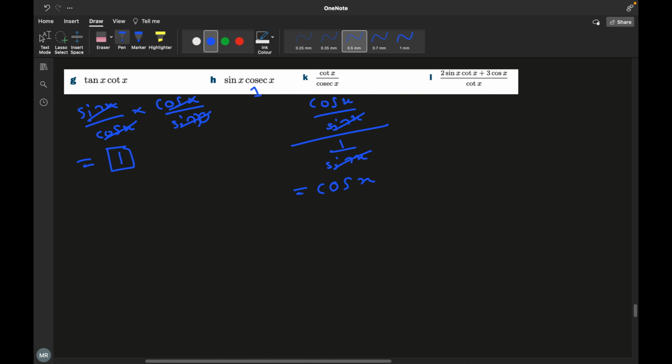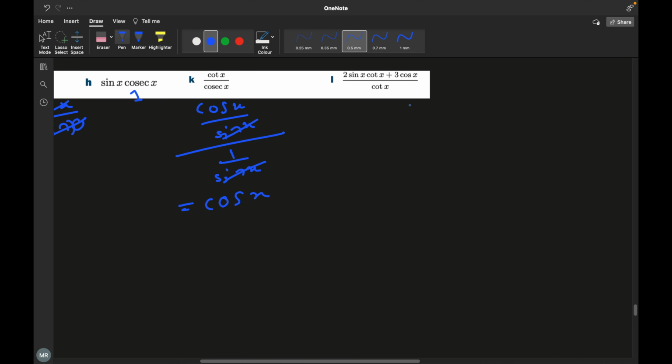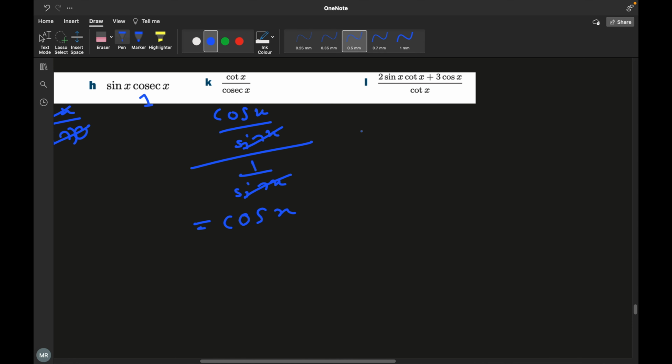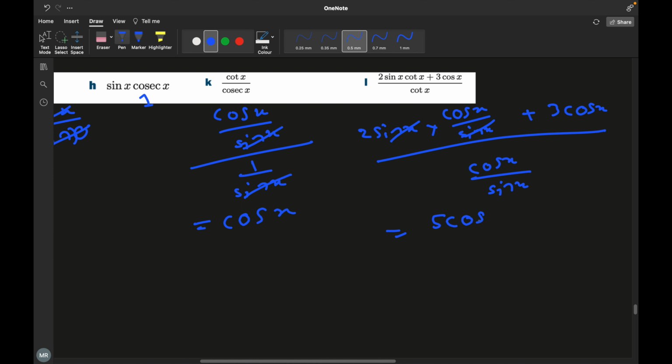And now let's solve part i. We can write cot x as cos x by sin x. These two get cancelled. Now at the bottom we'll write cos x by sin x. And now we're left with 5 cos x. Now we divide this by cos x divided by sin x.